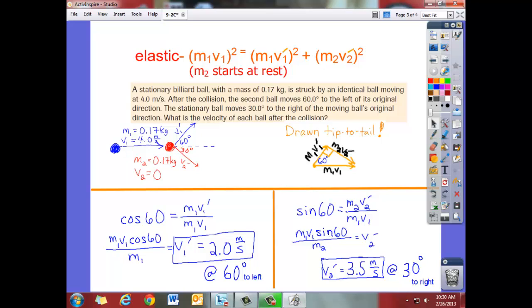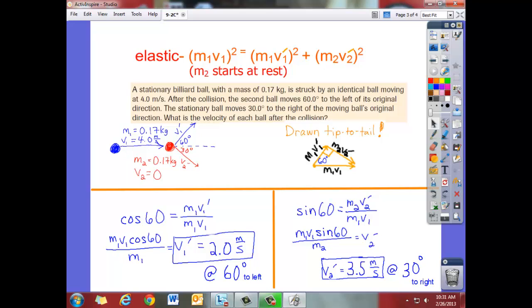When you plug that into your calculator, and the point of putting that blocker up there is for you to try these and then play the video so that you can look at the answer. So when I plug in for V1 prime, I get 2 meters per second, and I know it's at 60 degrees to the left. I didn't have to do any math for that. The picture shows me. Then for sine, it's opposite over hypotenuse. So M2 V2 prime over M1 V1. I rearrange it for my unknown. I plug it in and get 3.5 meters per second. And I know that's at 30 degrees to the right. The problem tells me the direction. I don't need to figure that out.